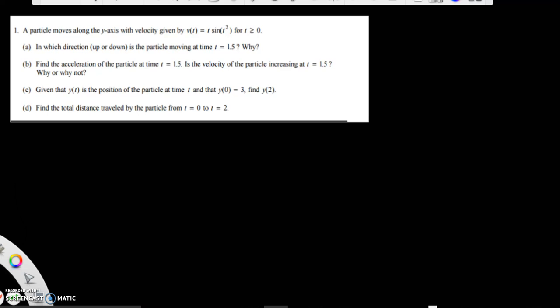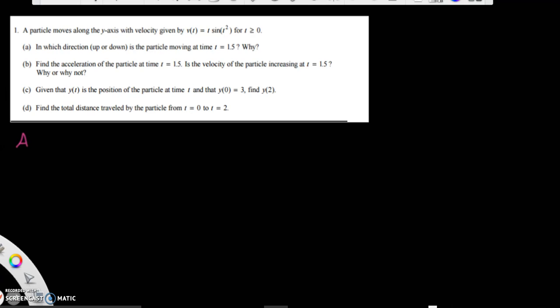So it says, a particle moves along the y-axis with velocity given by v of t equals t sine t squared for t greater than or equal to 0. In which direction, up or down, is the particle moving at time t equals 1.5? Why? This is a pretty easy, straightforward question.